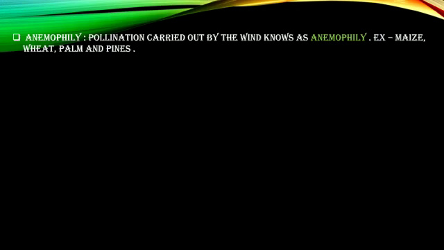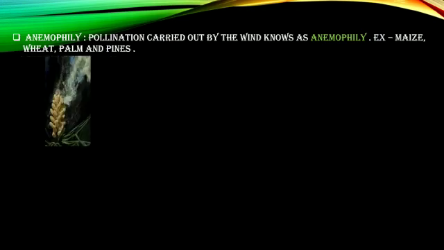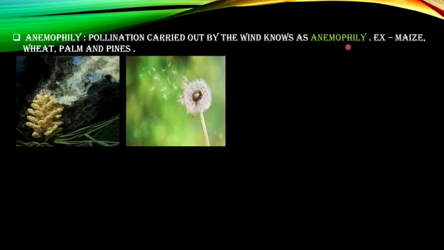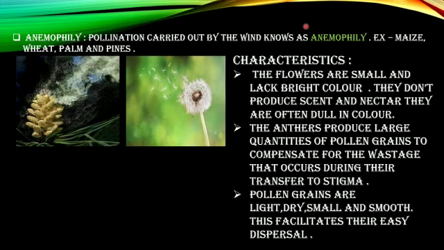Next, anemophily. If the pollination is carried by wind, wind is an agent of carrying these pollen grains. If pollen grains are carried by wind, it is called anemophily, as in maize, palm, wheat, etc. Such plants show this type of pollination.